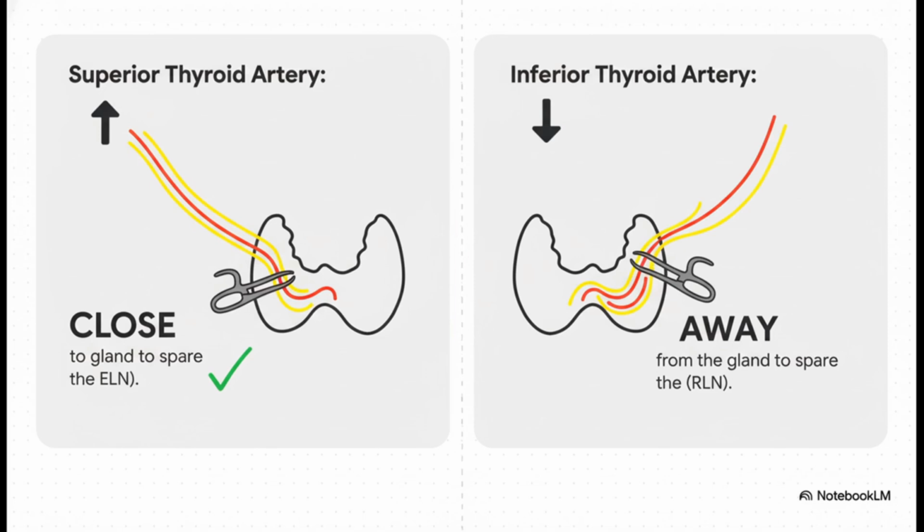To protect the external laryngeal nerve, you ligate the superior thyroid artery as close to the thyroid gland as possible. If you injure this nerve, the patient will have a weak, monotone voice. Now, conversely, to protect the recurrent laryngeal nerve, you ligate the inferior thyroid artery away from the gland. An injury here can cause hoarseness or even life-threatening airway compromise. So remember, superior artery, ligate close. Inferior artery, ligate away. These principles are absolutely vital.